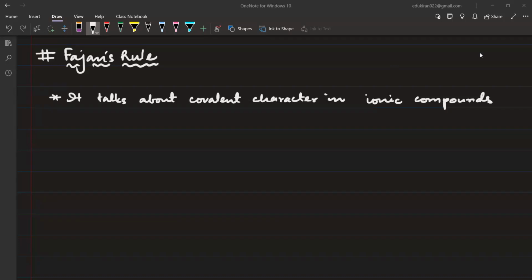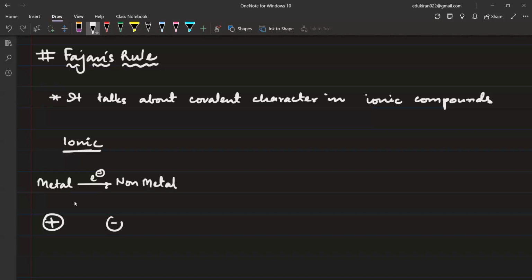Now, first of all, let us understand what is covalent and ionic. So what is ionic? Ionic basically is when you have a metal and it gives an electron to a non-metal. Once an ionic compound is formed, this metal will gain a complete positive charge, and the non-metal will gain a complete negative charge. Now, what is covalent? Understanding of covalent is more important here.